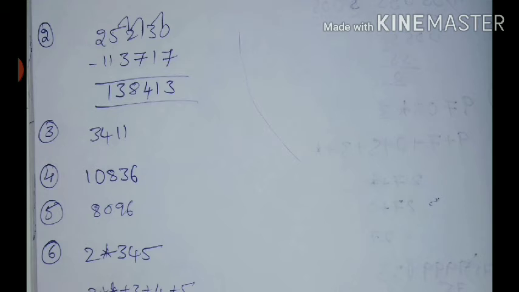Which of the numbers is exactly divisible by 8? So take the last three digits of the given numbers. 444. It is not divisible by 8. 442. This is also not divisible by 8. 096. So 96. 8 ones are 8, 8 twos are 16. So this is the number which is exactly divisible by 8. The number 8096 is exactly divisible by 8.